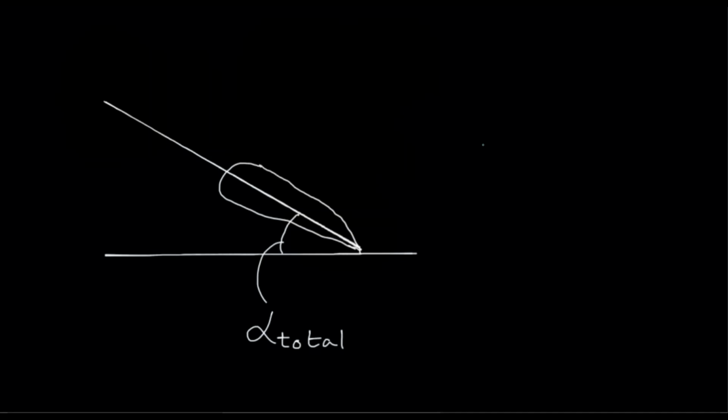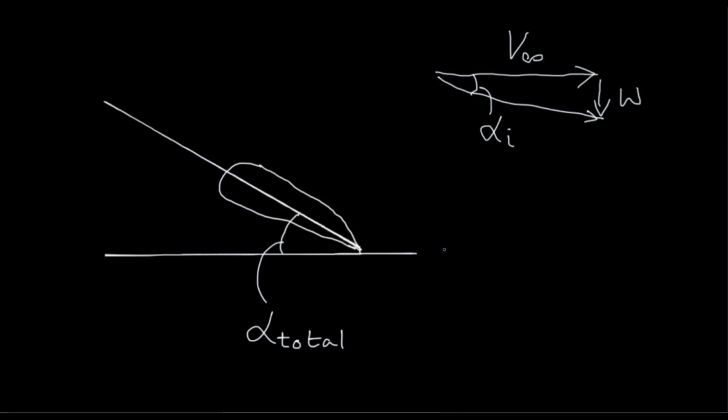Okay guys, so let's assume the airplane is flying at a certain angle of attack, and we're going to say that's the total angle of attack, and we're going to denote it as alpha subscript total. However, what the downwash does is that it actually decreases this total angle of attack. How does it decrease it? Well, we have V infinity, which is how fast the airplane is moving, and we have the downwash, which is denoted as W, and this angle right here is the induced angle of attack, and the induced angle of attack is subtracted from the total angle of attack.